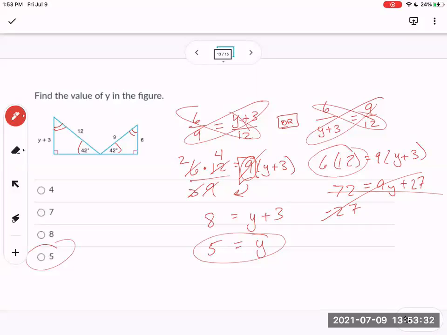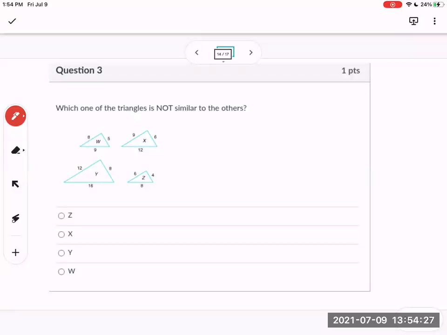Any other questions, guys? So which one of the triangles is not similar to the others? Well, first of all, let's make sure they're all oriented the same. Is the smallest side on the right? Yes, it is. Is the biggest side on the bottom? Yes, it is. Okay, so we've established that. Now let's just look at the ratios. Is 5 to 9 the same as, looking over at the one on the right, 6 to 12? Is that the same as 8 to 16? Is that the same as 4 to 8? Which ones are the same?